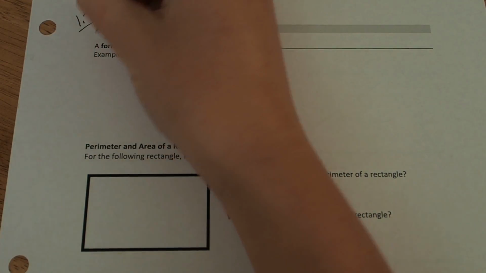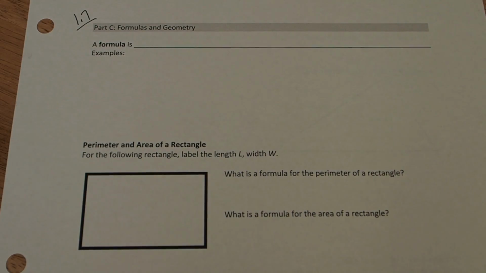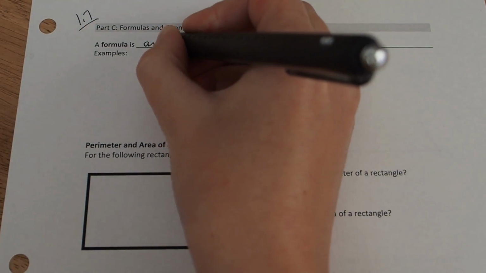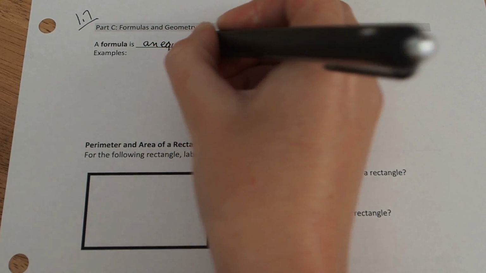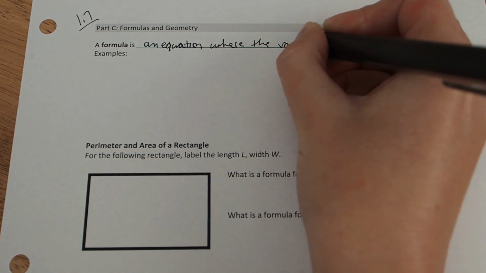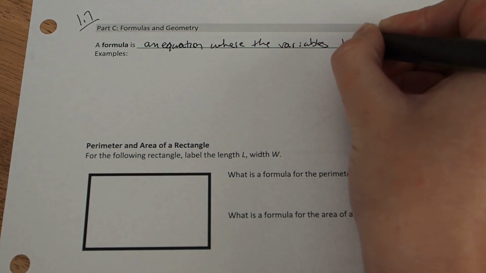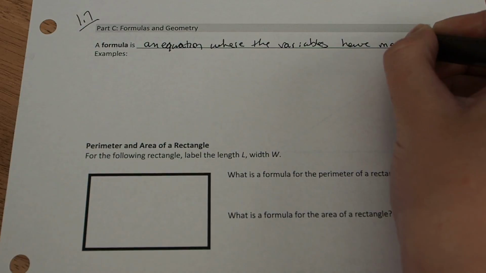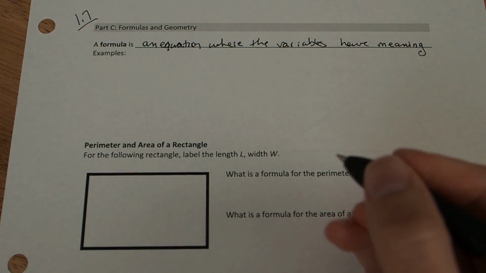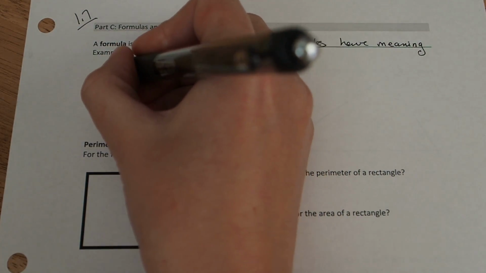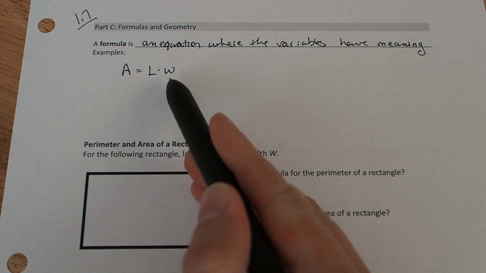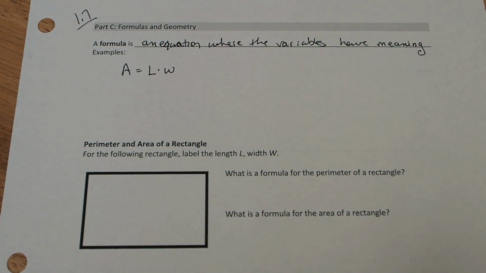This is section 1.7, part C on formulas and geometry. A formula is an equation where the variables have meaning. So rather than just x and y that don't have any meaning attached to them, a formula is going to have meaning. For example, if you saw something like A equals L times W, you would associate that with the meaning for length, width, multiply together to give you the area of a rectangle.